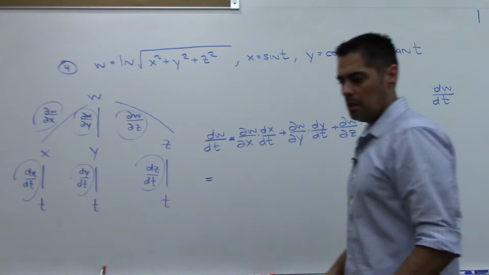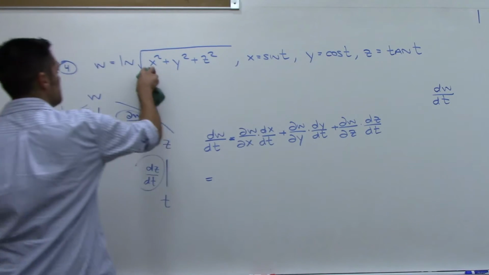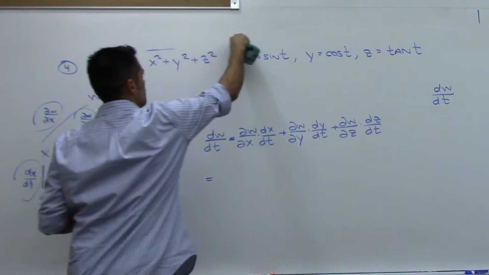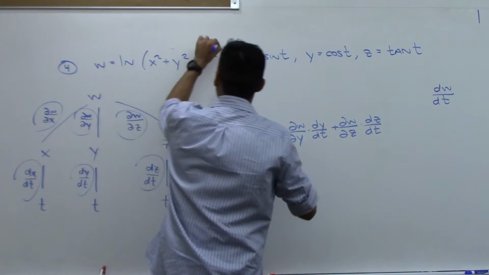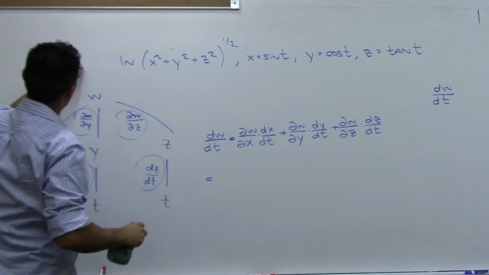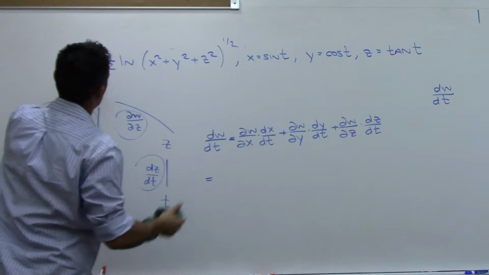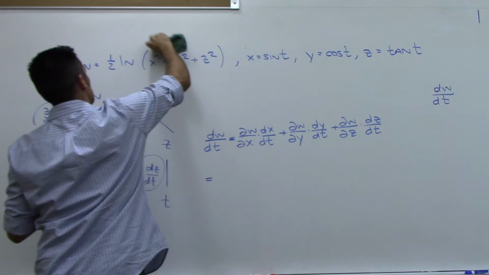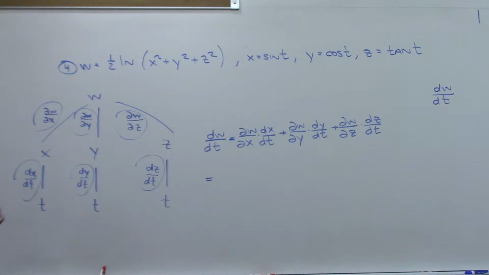Ooh. Well, the first thing I'm going to do is remember that this square root really means raising to the 1/2. And then I'm going to remember a property of logs that allows me to bring that 1/2 out front. So that's really what I'm looking at. It's a little easier to take a derivative of that.